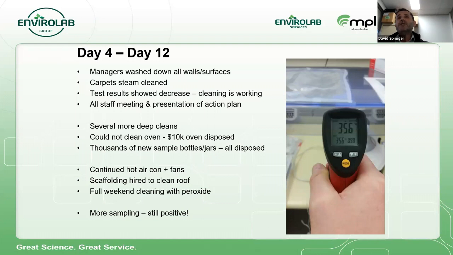Over the next few days, we did several more deep cleans. We had a pretty new $10,000 oven, which we just had to throw out. We could not get it clean. And that was actually, the asbestos lab is also our storeroom for all our jars and bottles. So we actually had to dispose of thousands of brand new jars and bottles. We couldn't use them again for any samples.